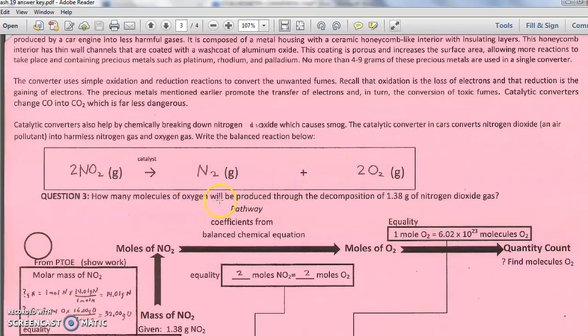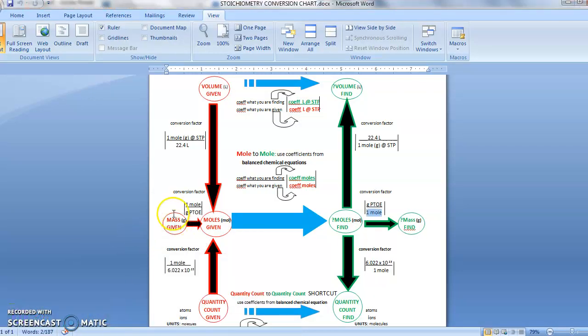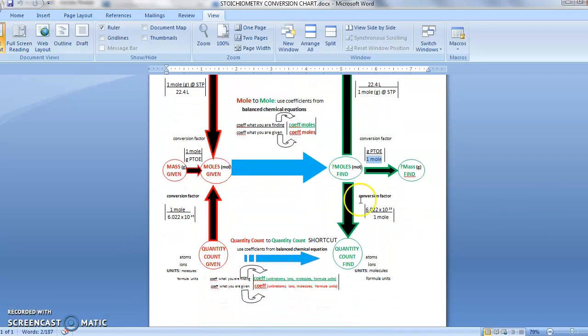In our first problem, they're asking us how many molecules of oxygen could we produce from decomposing 1.38 grams of NO2. How many molecules of oxygen? If we look on our main chart, we're dealing with a mass of NO2, which would be right here. Our given is a mass of NO2, and we're trying to find molecules of something else. Well, molecules is right here.